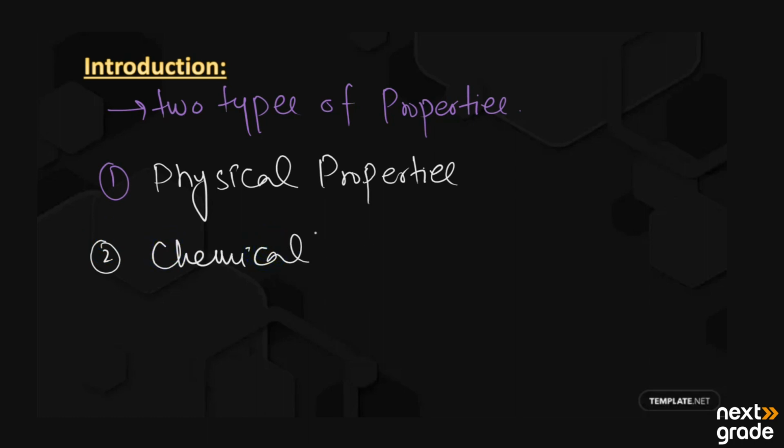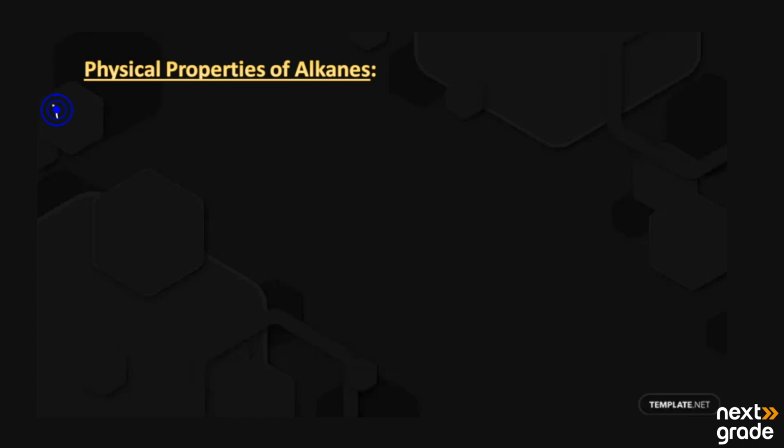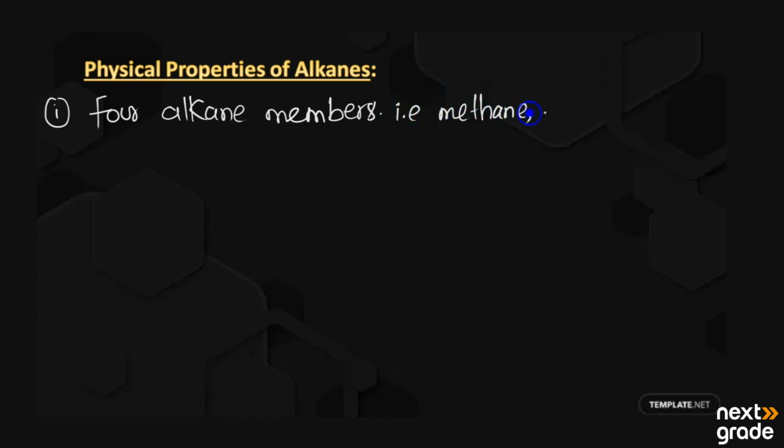So in this lesson we will look at the physical properties of the alkanes. Let's start from the first property of the alkanes. It concerns the first four alkane members, which are named methane, ethane, propane, and butane. These are the first four members of the alkanes.